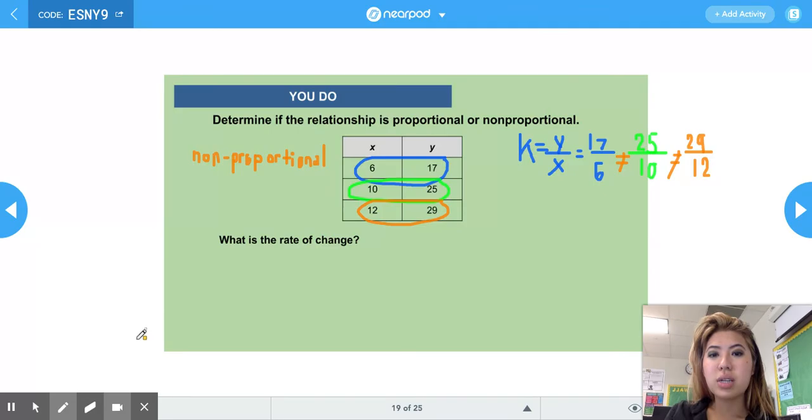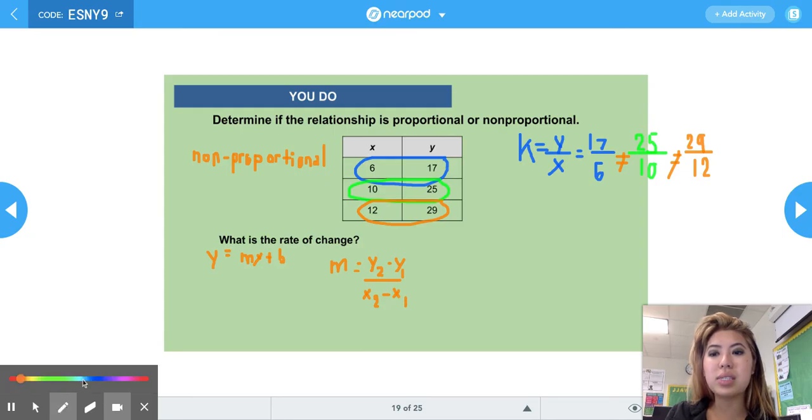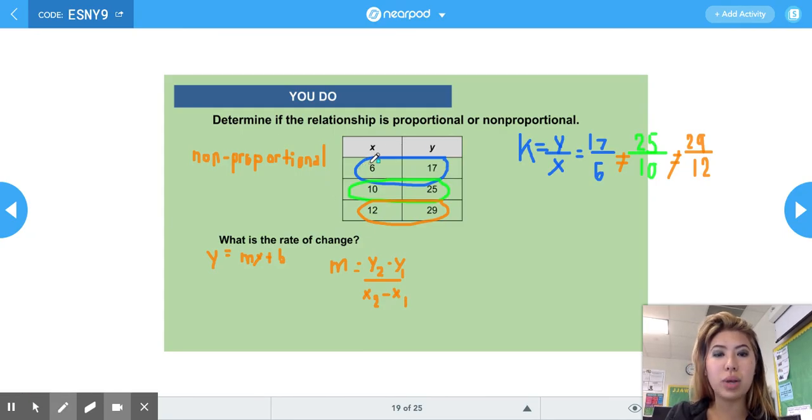And to figure out the rate of change, to find our slope, because we have the equation y is equal to mx plus b, and so m is our rate of change, officially called our slope. We're using the equation m is equal to y2 minus y1 over x2 minus x1. So to figure out what the slope is, I'm going to label some points on the table. If I'm choosing the points 6 comma 17, 6 is going to be my x1, 17 is going to be my y1. Then I'm going to choose 10 comma 25 and label 10 my x2 and 25 my y2. Instead of choosing 10 comma 25, I could have chosen 12 comma 29 and labeled that x2, y2.